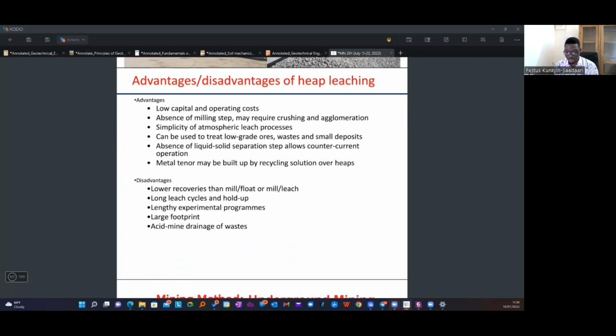Absence of milling step may require crushing and agglomeration. So sometimes when you blast, the particles may be too huge that the chemical may not be able to penetrate through the entire rock. And in that case, you have to go ahead with what? Your crushing, but you don't need to do milling.